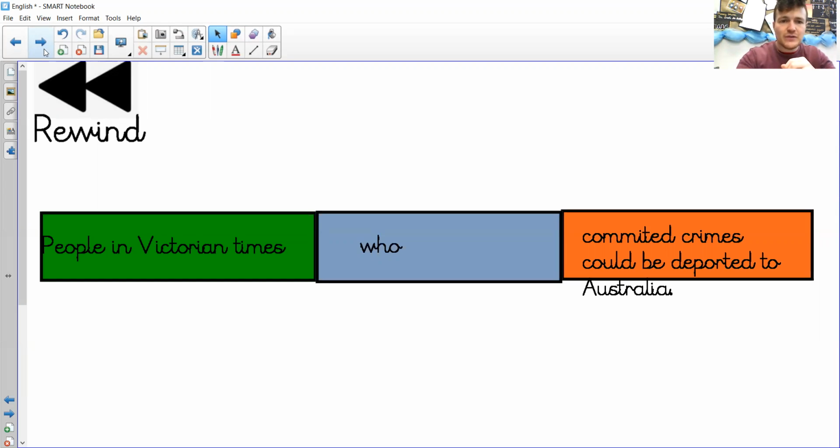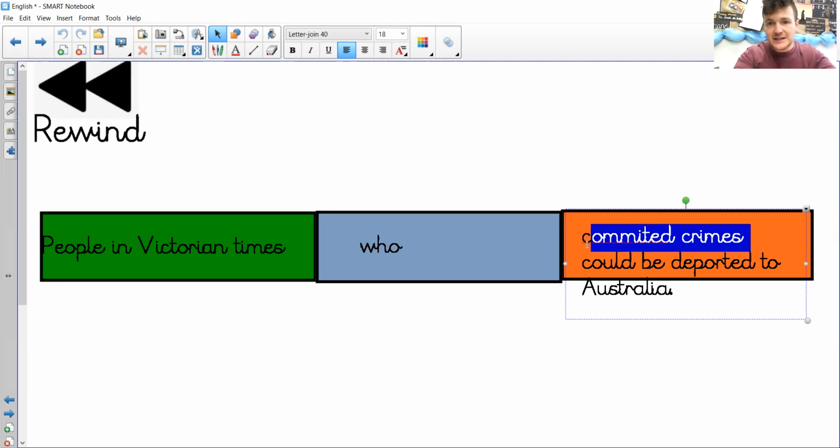So hopefully you've realised that I've tried to include a relative clause in there, but I've done something that quite a few people do and just put the relative pronoun on my relative clause card here. I've got the subject of my sentence, the people in Victorian times. I've got what they do, which is being deported to Australia, but the actual clause is who committed crimes. That is the actual clause there.